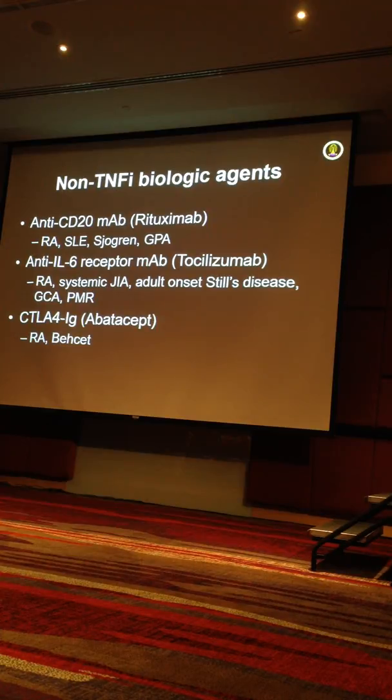For non-TNF inhibitor biologic agents, we have rituximab, the anti-CD20 monoclonal antibody, which acts by killing B cells, and can be used in rheumatoid arthritis, lupus, Sjogren, and Wegener's. For the anti-IL-6 receptor monoclonal antibody, tocilizumab, there are several indications to use. And the last one is CTLA-4 immunoglobulin, or abatacept, which has the lowest infectious risk among these biologics. They can be used in rheumatoid arthritis and Behçet's.